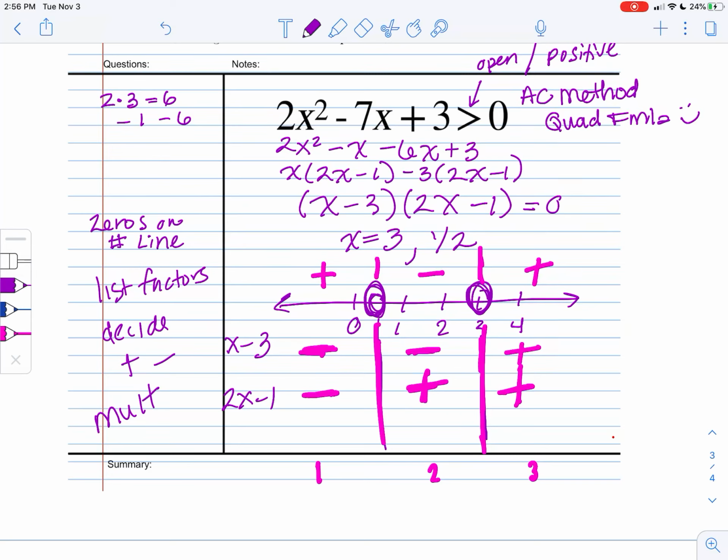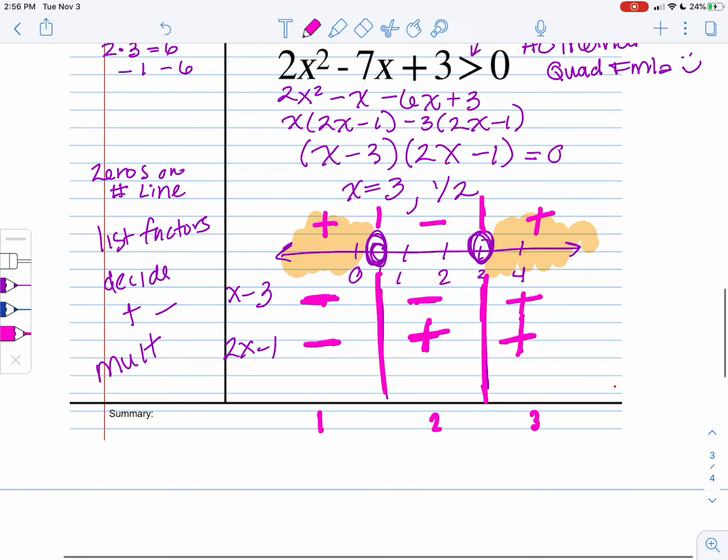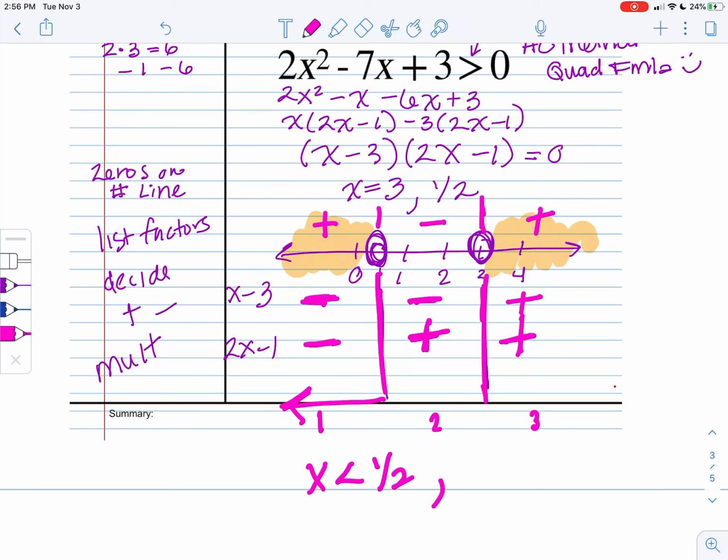Okay, so what have I got? I want to know where it's positive. That's here, and that's here. And this one is an or. Okay, so I cannot write them as one statement. I have 2 statements. Look, it goes this way. That's less than. x less than 1/2. Or I'm just going to put a comma, that's fine too. x greater than 3, because I moved this way on my number line.